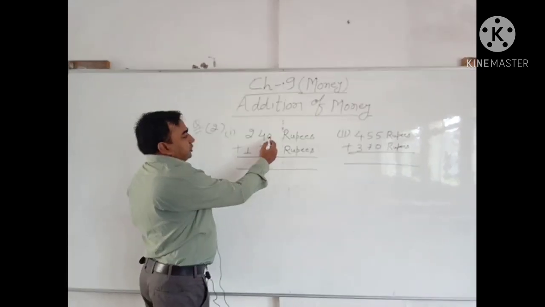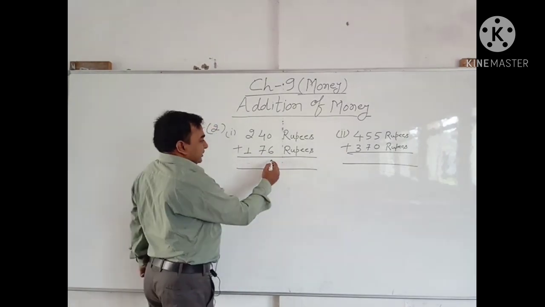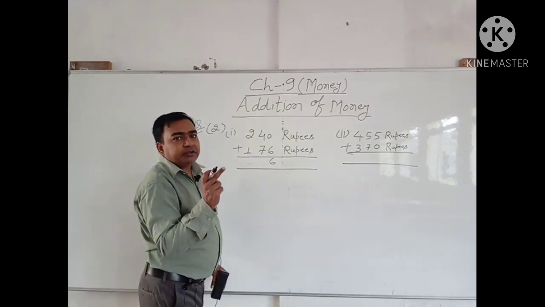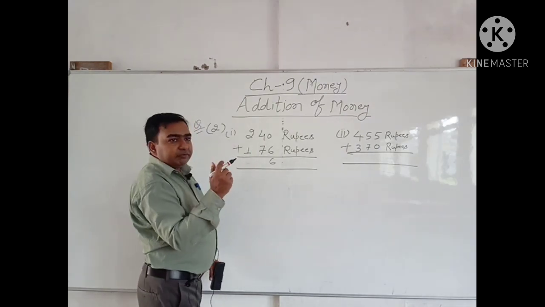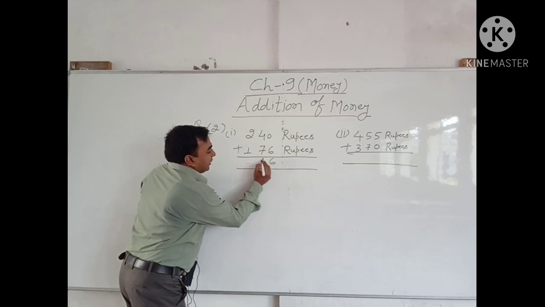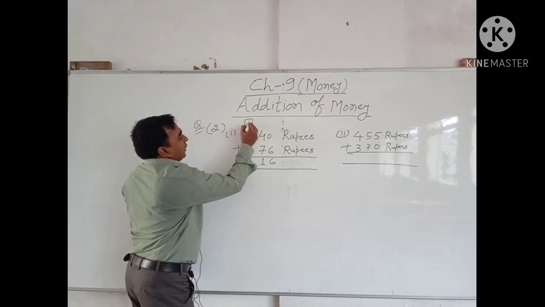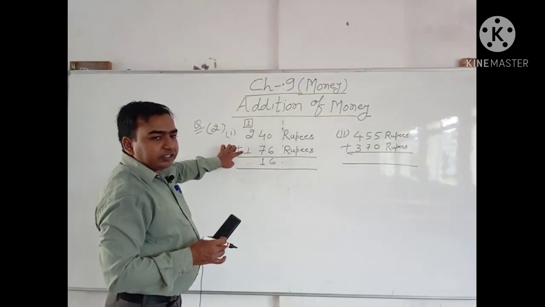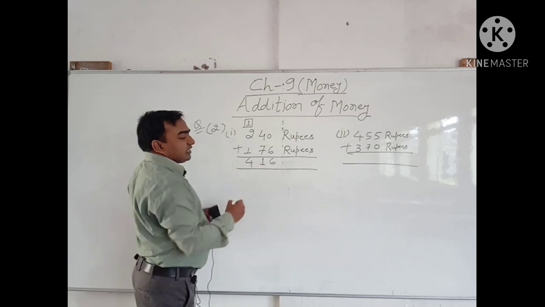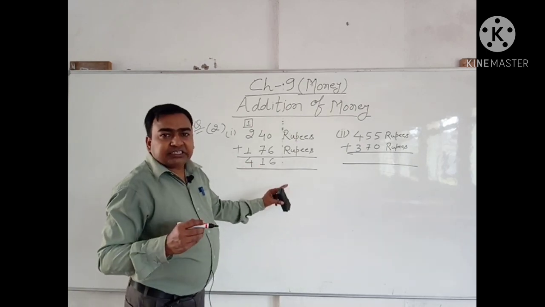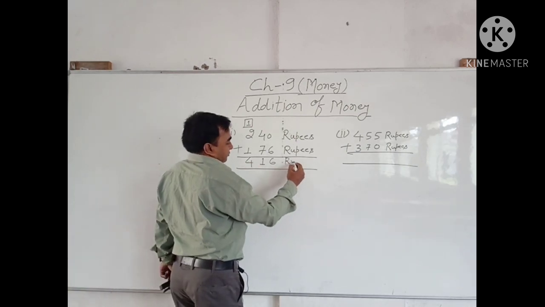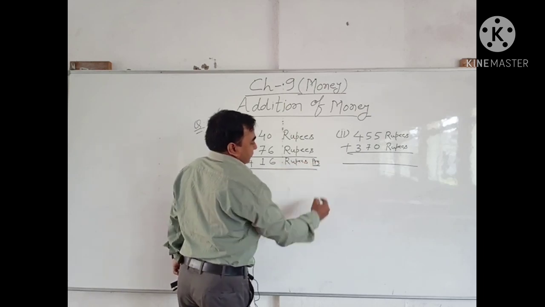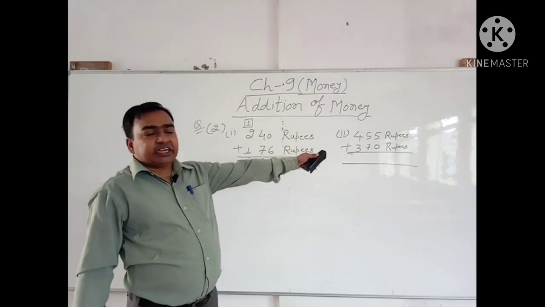Now add. 0 plus 6 equal to what? 6. 4 plus 7 equal to what? 4 plus 7, 11. We will write only 1. Carry 1. 1 plus 2, 3. 3 plus 1, 4. What is the correct answer? 416 rupees. This is the answer.